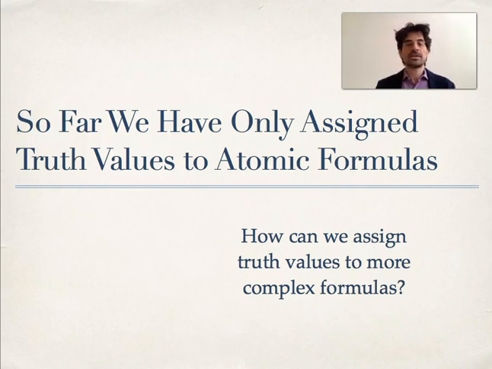The question we need to answer at this point is, how can we assign truth value to more complex formulas? So we have created valuation functions that assign a truth value 0 or 1 to each atomic proposition, to each atomic formula, and we need to extend this valuation function so that it can tell us the truth value of more complex formulas that contain the connectives not for negation, and for conjunction, or for disjunction, and implies for implication.